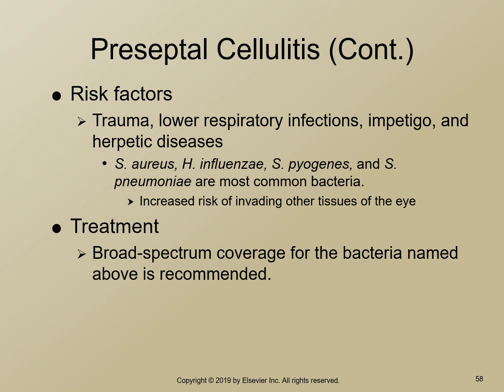Predisposing factors for preseptal cellulitis include trauma, lower respiratory tract infections, impetigo, and hepatic diseases. The more commonly recovered causative agents include Staph aureus, Haemophilus influenzae, Strep pneumoniae, and Strep pyogenes. Treating this type of infection involves using broad-spectrum antibiotics for coverage for the above-mentioned bacteria.